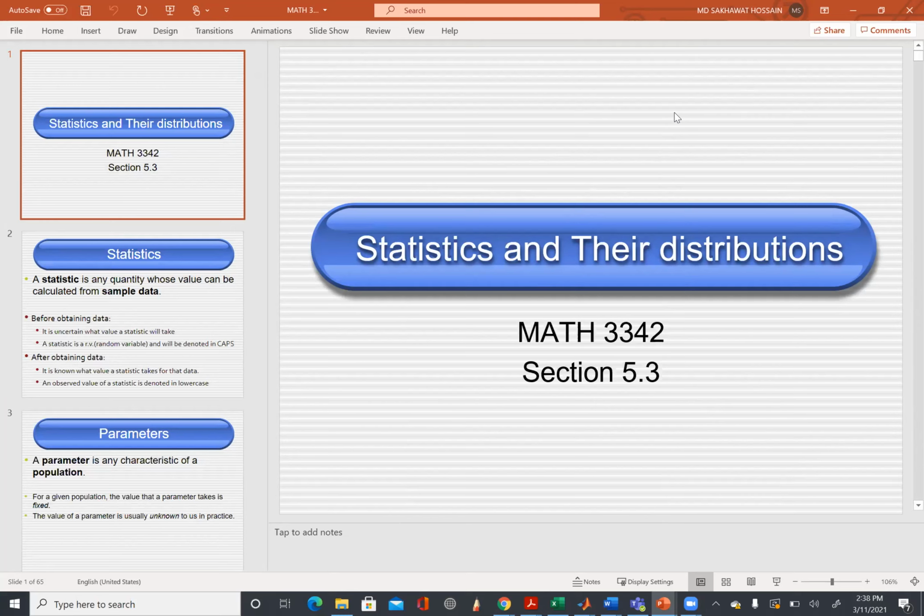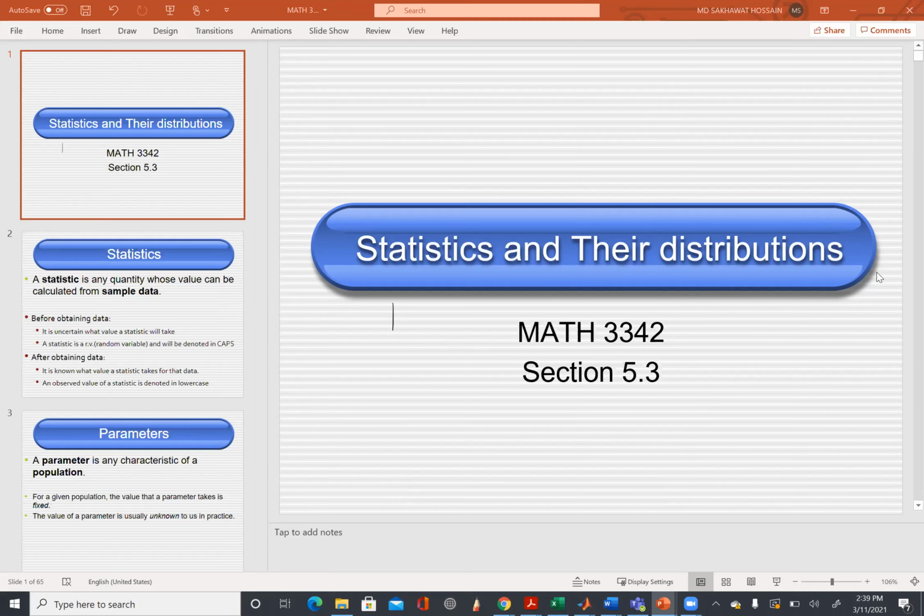So what is statistics? From the first class of the probability, statistics is related to sample or population. Statistics is related to sample, right? And parameters are related to population. Yes, sample. Thank you.